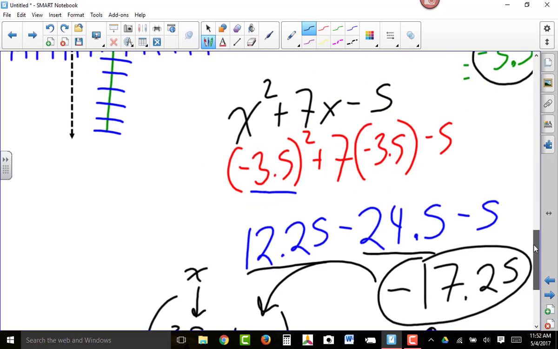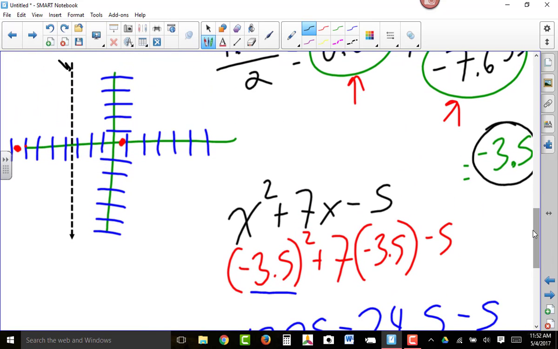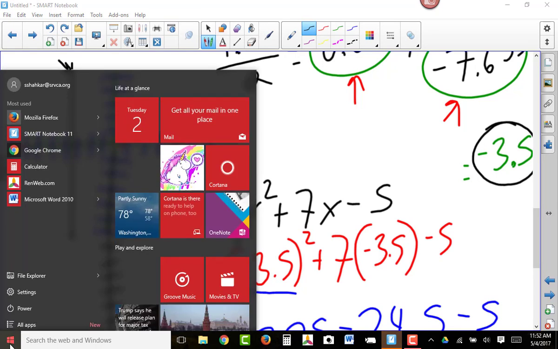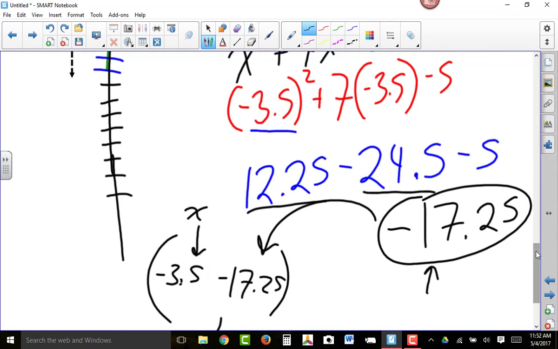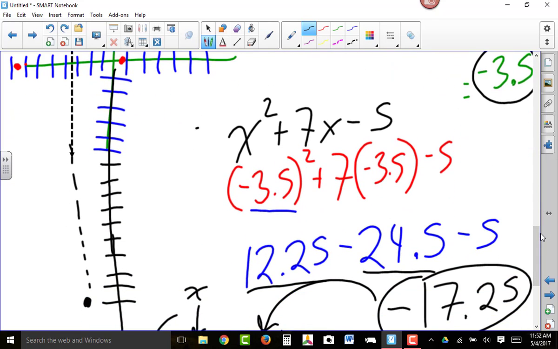So I go over here, and we had our axis of symmetry. And then we're going down, what was it, 17.25. 1, 2, 3, 4, 5, 6, 7, 8, 9, 10, 11, 12, 13, 14, 15, 16, 17. And the vertex has to be on the axis of symmetry. Beautiful, super accurate. Sarcasm.